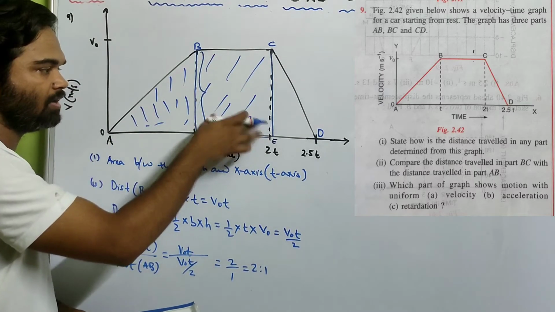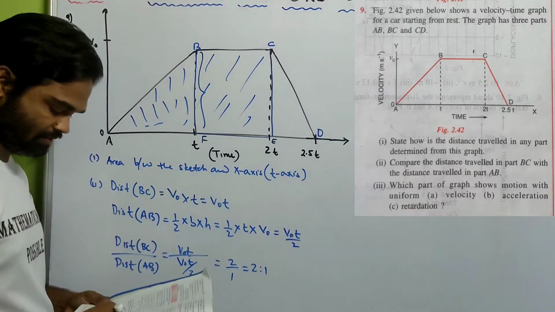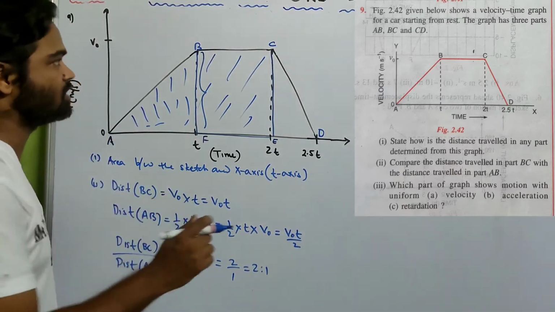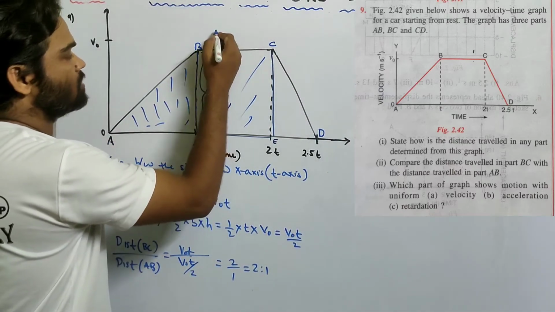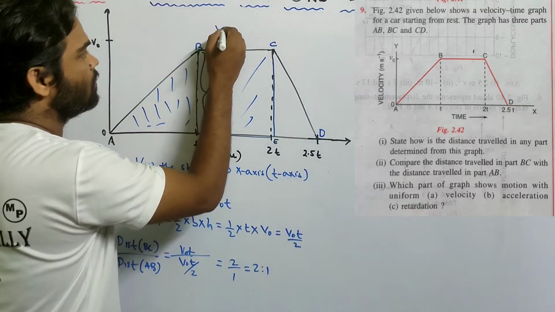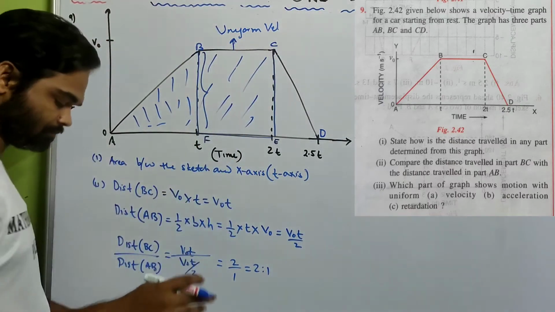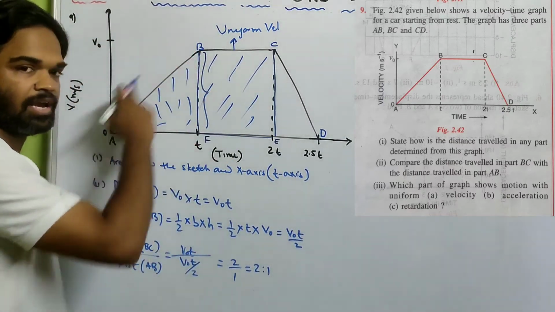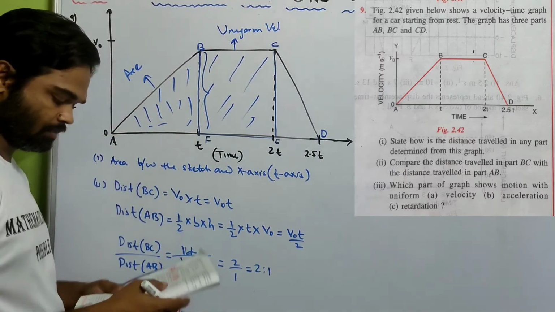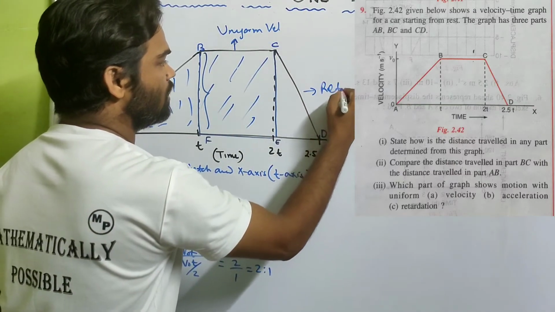We found the area. For the BC part, the area will be length into breadth. For the AB part, the area is half into base into height. Which part of the graph shows motion with uniform velocity? This is uniform velocity, because the velocity is not changing. It's V0 only. The part BC. In AB the velocity increases, this is acceleration. And in retardation the velocity decreases. This is your retardation part.